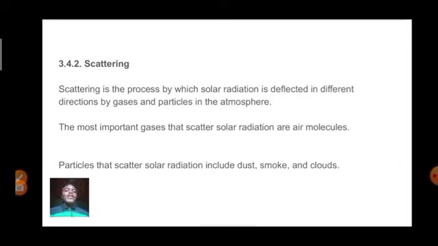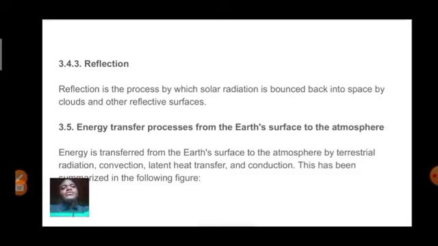The air molecules, of course, meaning whether it is hydrogen, nitrogen, oxygen, carbon dioxide, water vapor, or what, they are molecules. Generally, all the gases are responsible for scattering of solar radiation. And then particles that scatter also include dust, smoke, and cloud. We also have ash, which is not mentioned here. Ash is another factor of scattering, and ash comes mostly from volcanic eruptions into the atmosphere.